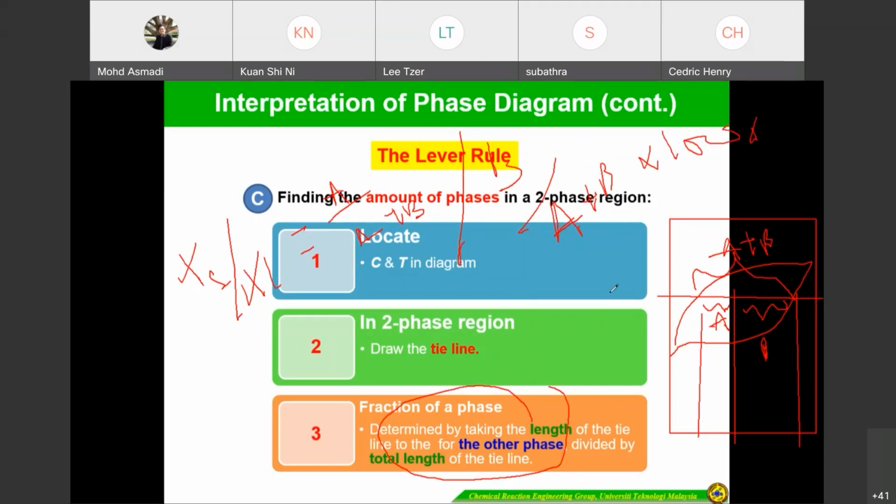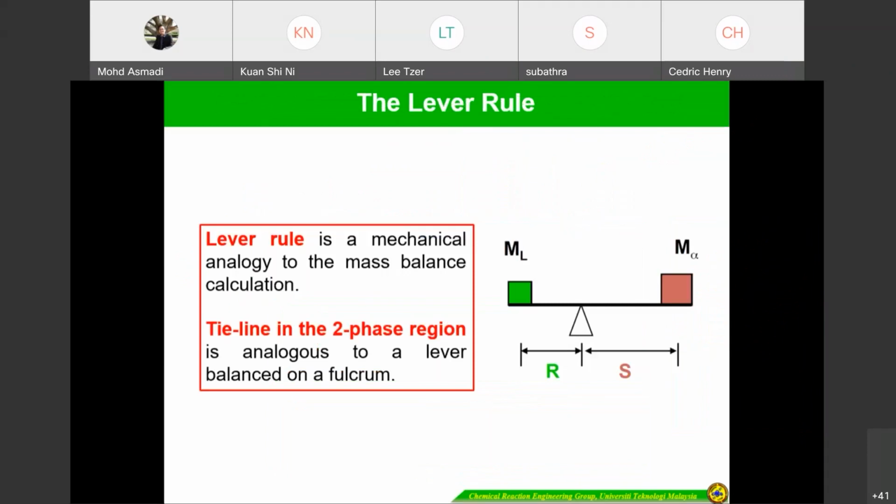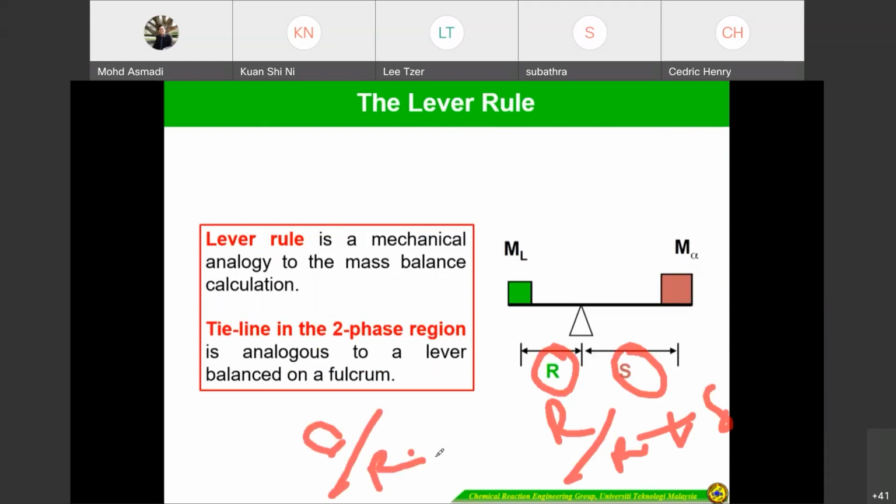The definition of the lever rule is the mechanical analogy to mass balance calculations. Look here, we have R and S. So R divided by R plus S, or S divided by R plus S. The tie line in the two phase region is analogous to a lever balanced on the fulcrum. This is the mass. So this is how you calculate.